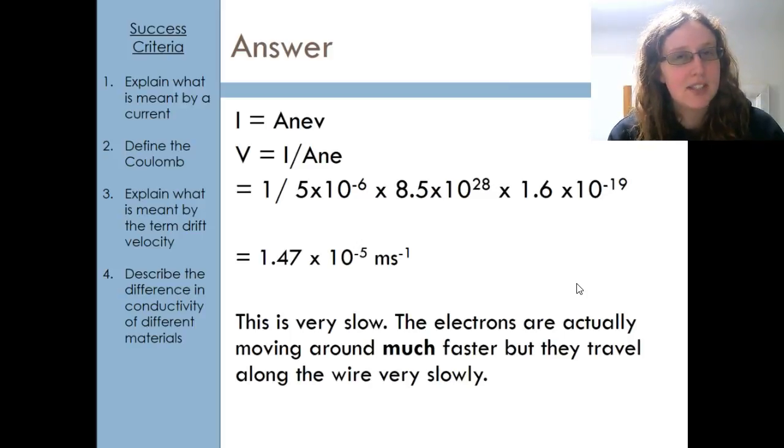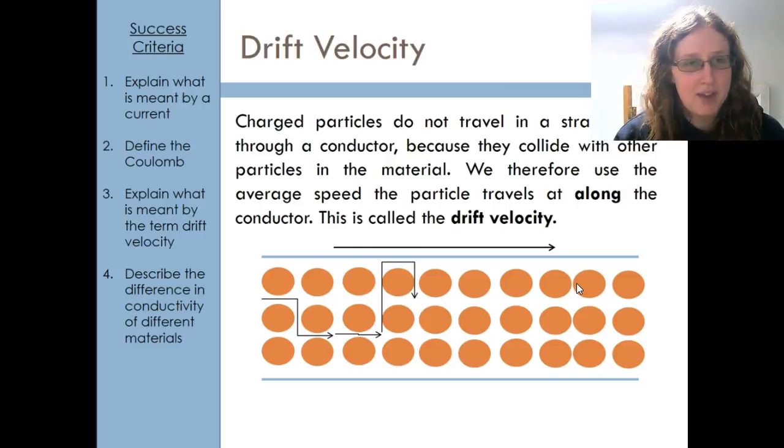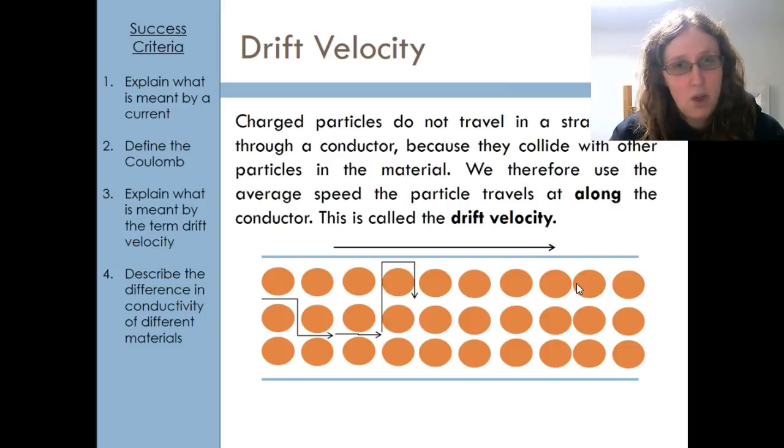So we're talking about the rate at which they are moving from one end to the other end of the wire, not how fast they're actually moving. This isn't their speed. This is the rate at which they're moving along the wire. So the electrons do actually move a lot faster, but they travel from one end of the wire slowly. So the way to think about it is they're not travelling in straight lines. They bounce around all over the place and they collide with the ions in the wire, so the positive ions that are vibrating in the wire, they crash into them. So we often think about it as being the average speed as they travel along the wire, and that's your drift velocity.